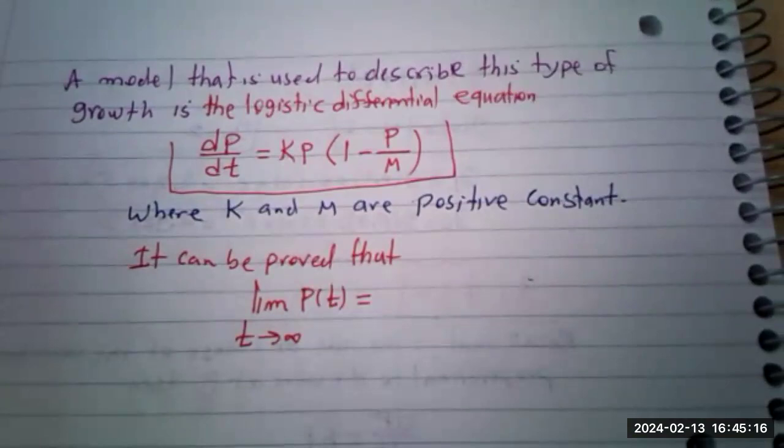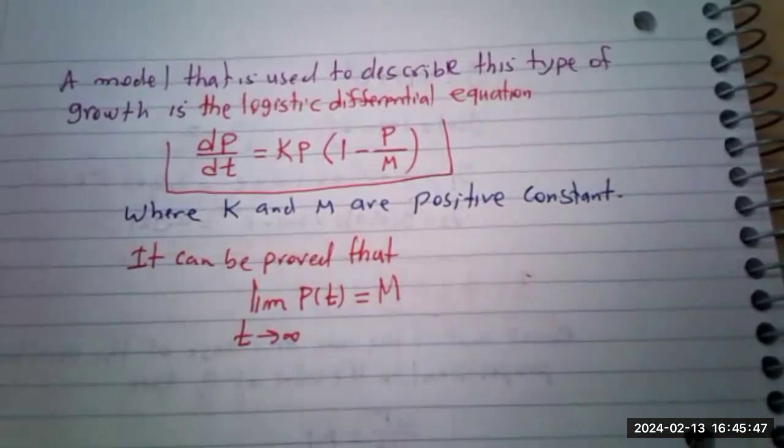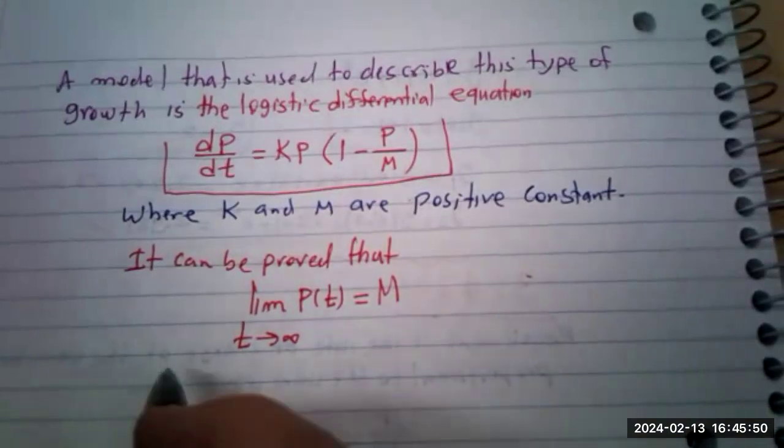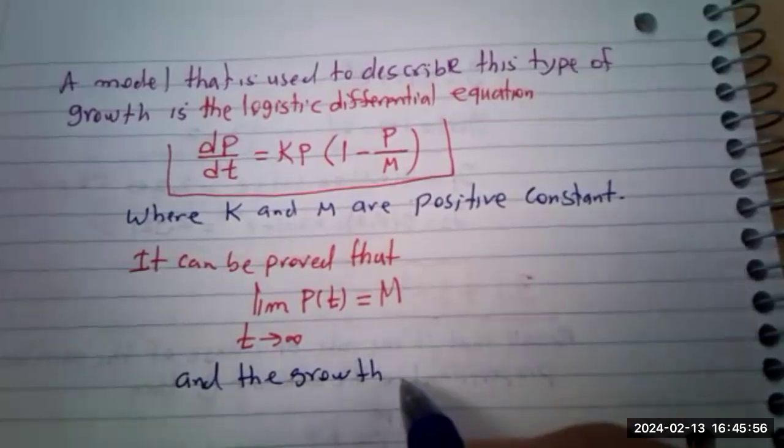Ahmad? M, you are right. Because the maximum population that you can afford is M. If your solution is correct, that's a confirmation. So this population cannot go on forever. If t goes to infinity, you should automatically get M. And the growth in this case is going to be limited.